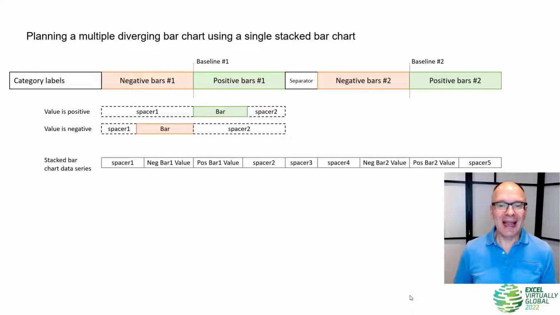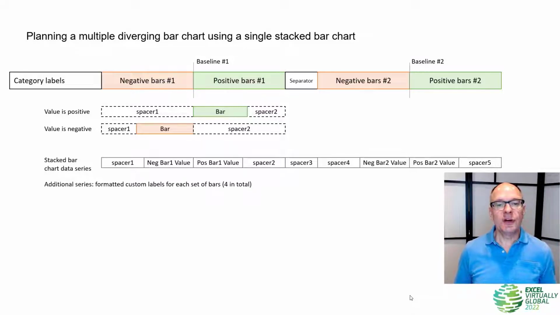And in fact, I end up with a lot of data series when I start to think about it. So I've got my 4 data series for the first set of bars. Then I got my spacer. Then I have another 4 data series for the second set. So I've got 9 data series just to have the bars showing. But that's not all, because I need more data series.